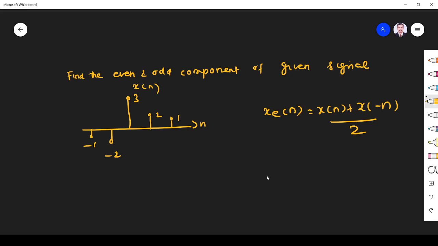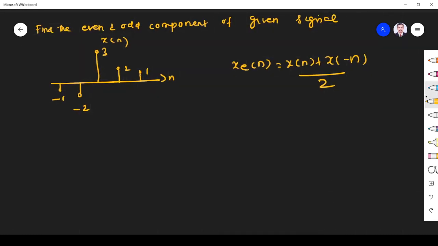So x of n is known, x of minus n we have to draw. What is x of minus n? X of minus n is given by mirror image. So 0, 1, 2, minus 1, minus 2. This is a problem, right? So don't think that I forgot to write the numbers.